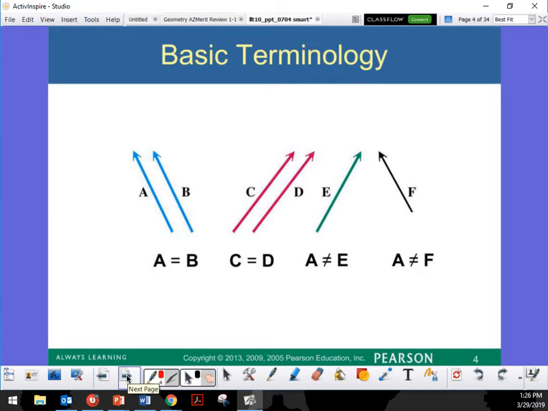Right here, A and B are the same, C and D are the same. A is not the same as E. They're going different directions. And A is not equal to F. If you notice they're going in the same direction, but are they the same length? No, they're not.